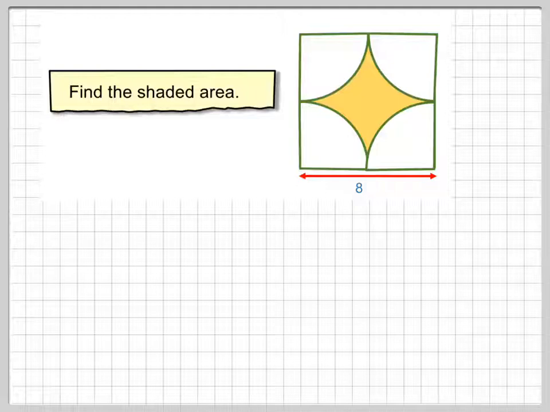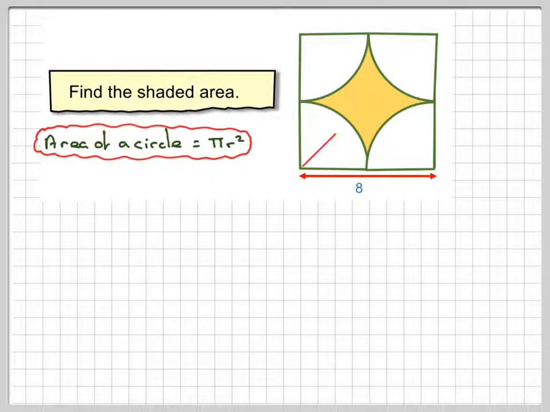So in this question we've got to find the shaded area, knowing that this length here is 8. We know the area of a circle is pi r squared. This here is the radius of this quarter of a circle. We know it's 4 because it's half of this length here, which is 8.